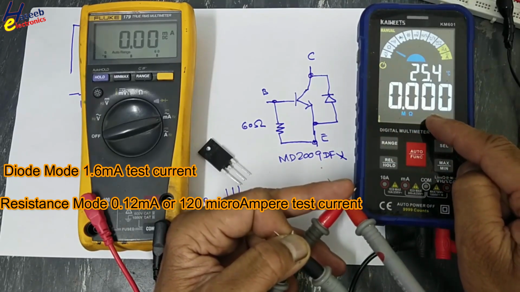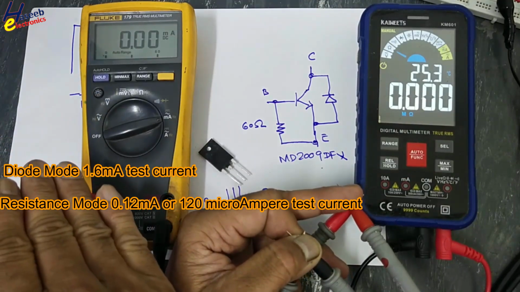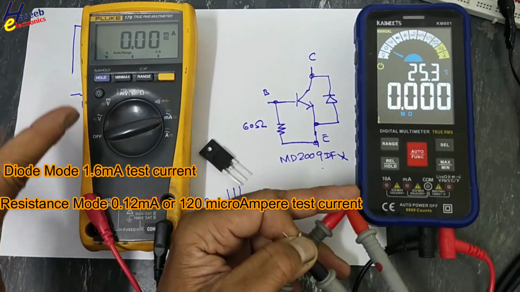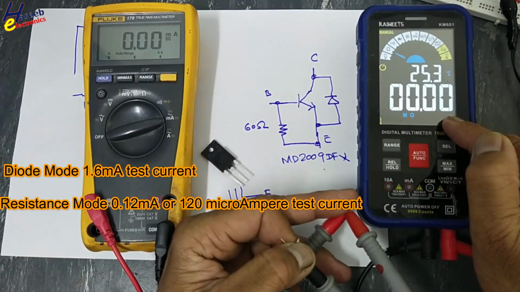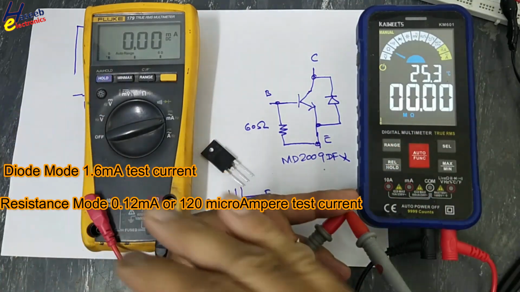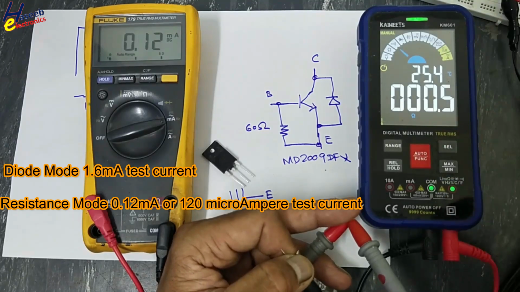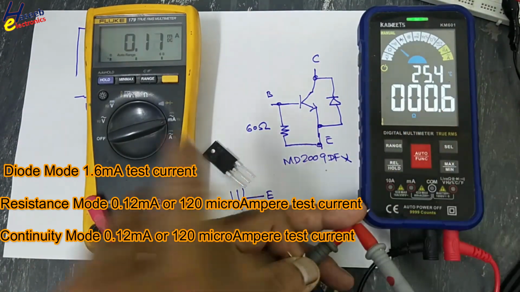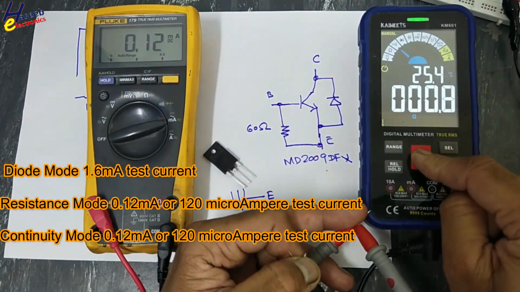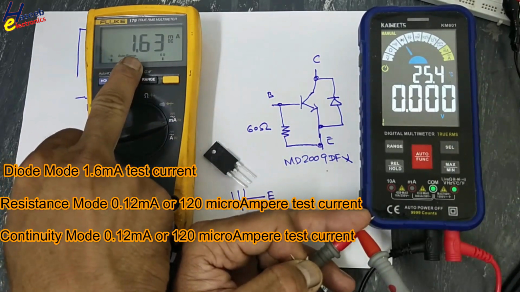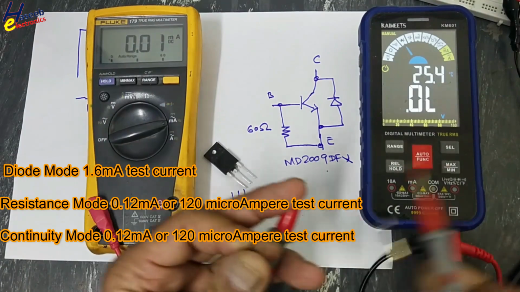In mega ohm, the current is very low, we can say in nanoamperes, so this multimeter is not measuring that current. At 99 mega ohms, the current is not visible, that is very low current. Okay, let's check continuity. In continuity, it is also using 120 microampere or 0.12 milliampere. But in diode mode, 1.63, so it is a higher current. That is the reason.